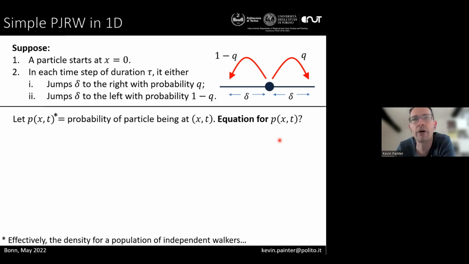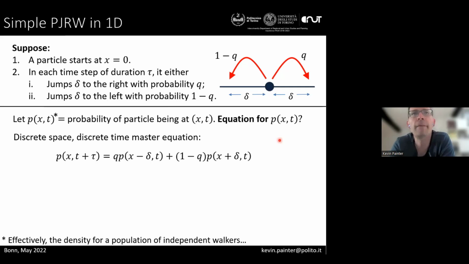Okay. So how do we do this? Well, we've got the same underlying random walk process. And the first step is to describe the discrete space, discrete time master equation. If my particle was at position x at time t, then we want to compute the probability of it being at position x at time t plus tau.